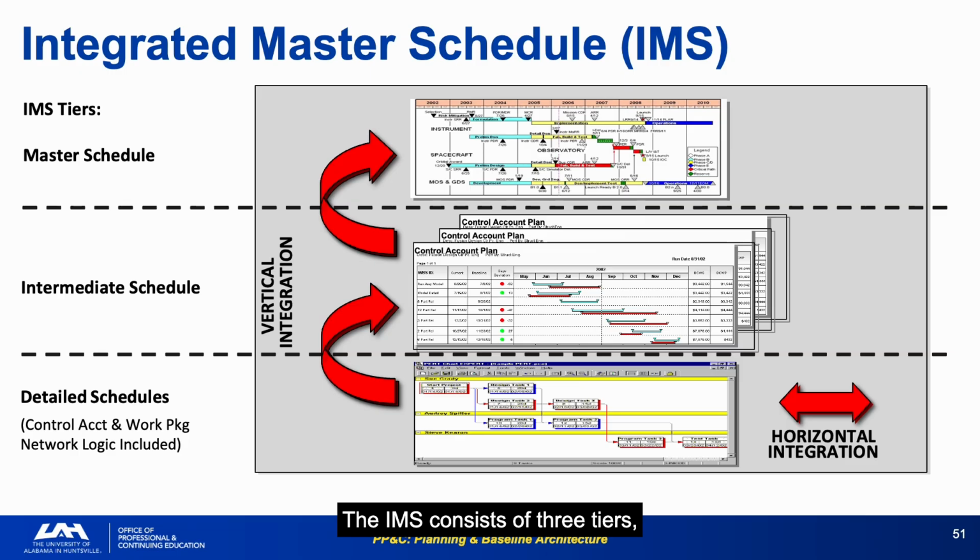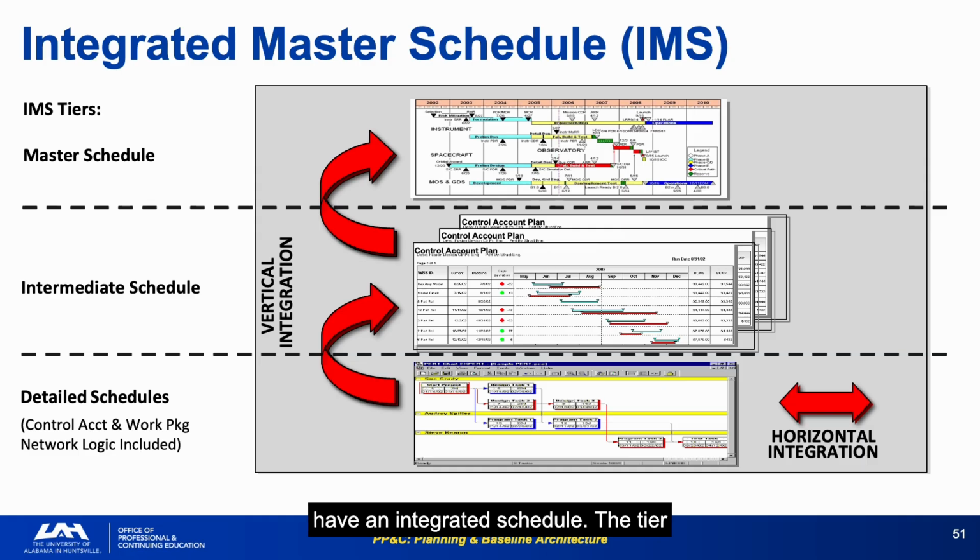The IMS consists of 3 tiers: master schedule, intermediate schedules, and detailed schedules, control account, and work package levels, with both vertical and horizontal integration linking them together. Horizontal integration is the critical path and logic flow across time. Vertical integration is the roll-up from detailed activities to the master schedule. Both must be present, or you do not have an integrated schedule.